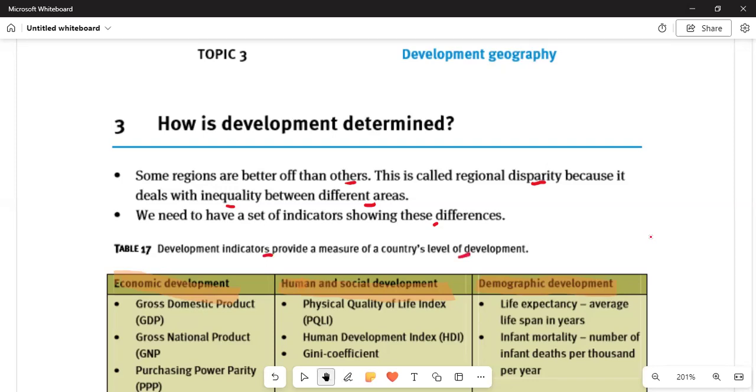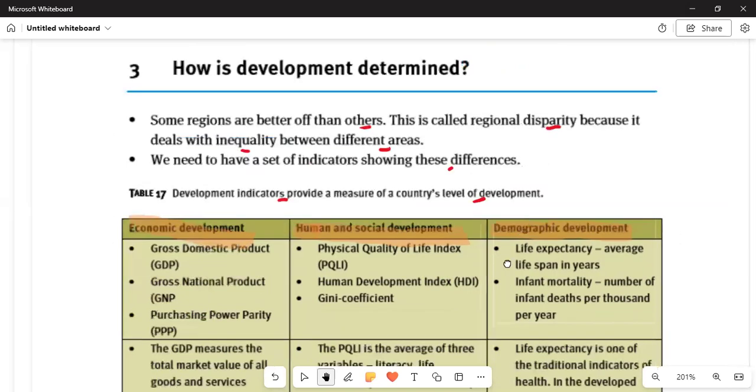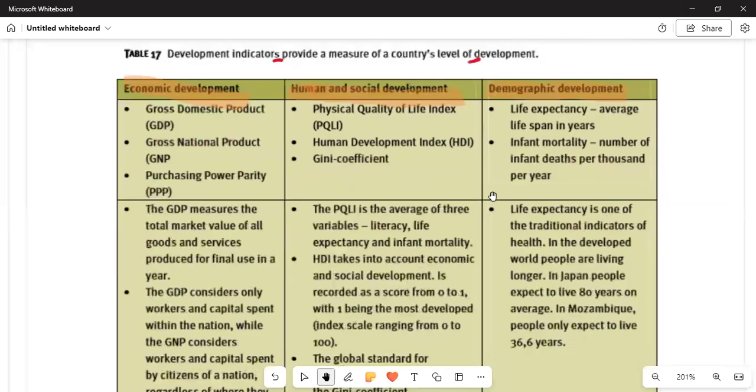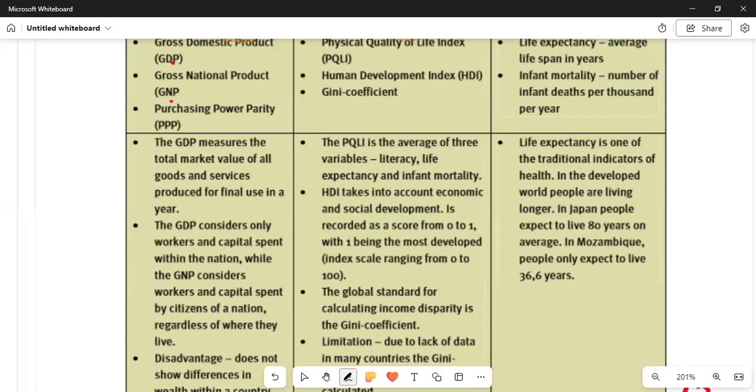Remember that earlier we said that development is not about wealth only, but also about technological development. And then let us understand that economic development is measurable, and that GDP is the economic goods and services produced for final use in a year. The GDP considers only the workers and capital spent within the nation, while the GNP considers the workers and capital spent by citizens of the nation, regardless of where they live. So that is the difference.